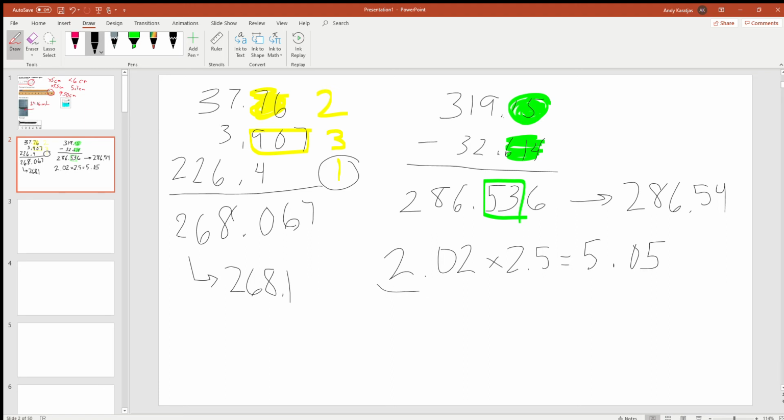But we're dealing here with 3 sig figs in the first number, 2 sig figs in the second number. That means, because this is a multiplication problem, the decimal places don't matter. It's the number of significant figures. We need to round to the smallest number of significant figures here, which is 2, and that gives us 5.1.